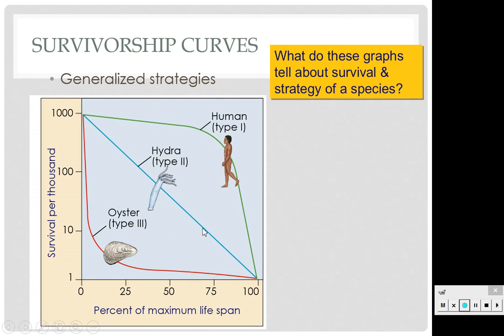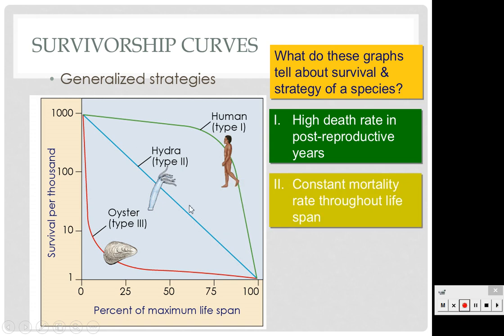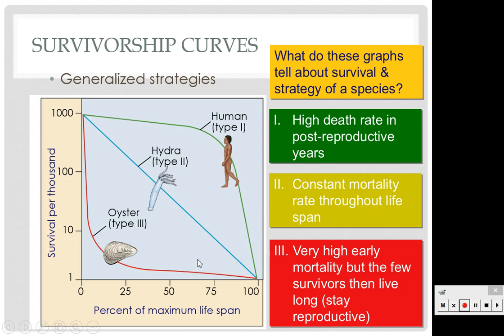All right, generalized strategies and survivorship curves. What do these graphs tell us about survival strategies of the species? We have 3 types. Type 1 has a high death rate in post-reproductive years. Type 2 has a constant mortality rate throughout the lifespan. And type 3 has a very high early mortality rate, but the few survivors then live long and stay reproductive.